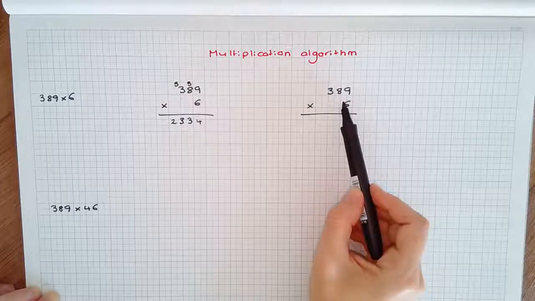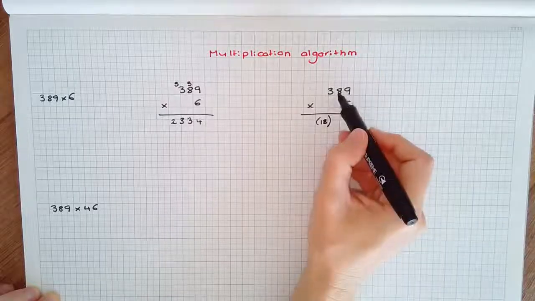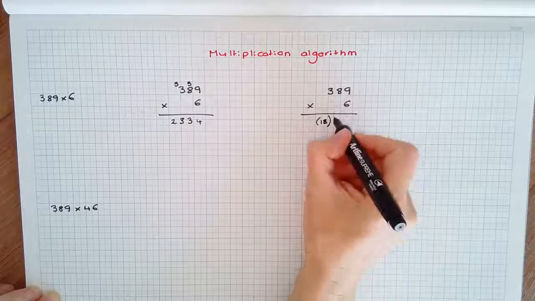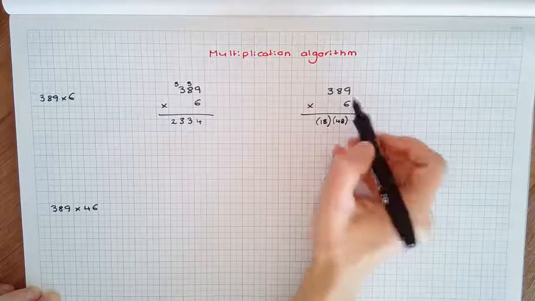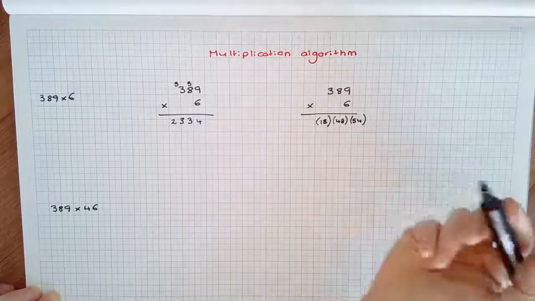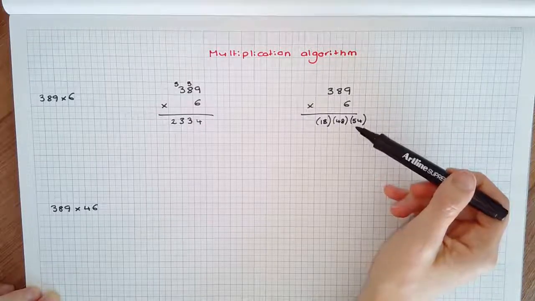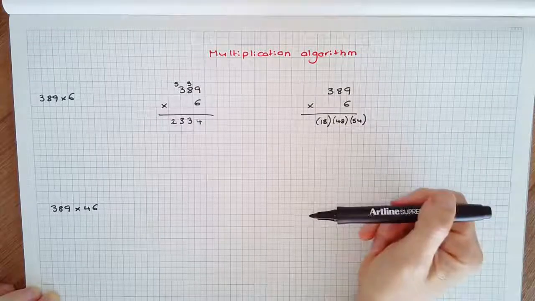3 times 6 is 18. That is, we have 18 hundreds. 6 times 8 is 48. That is, we have 48 tens. And 9 times 6 is 54 ones. That is actually the answer. We have 18 hundreds, 48 tens, and 54 ones, but it's not really socially acceptable.